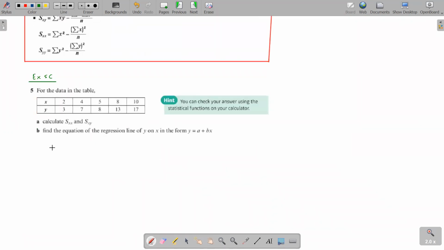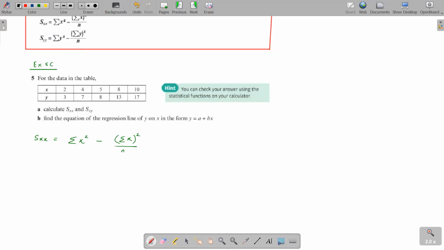Okay, so let's write down what Sxx is. Sxx is sigma x squared minus sigma x within a bracket and the whole thing squared, divided by n. So guys, what's the meaning of these? These are really, really simple. Sigma x squared means, okay, sigma means to add, right? All of you know the meaning of sigma. This is the summation mark. Summation mark means you're supposed to add.